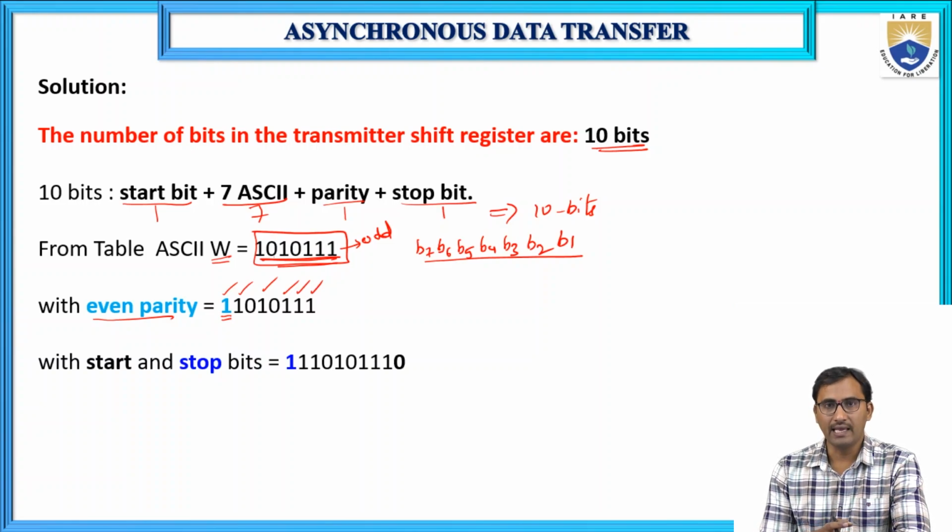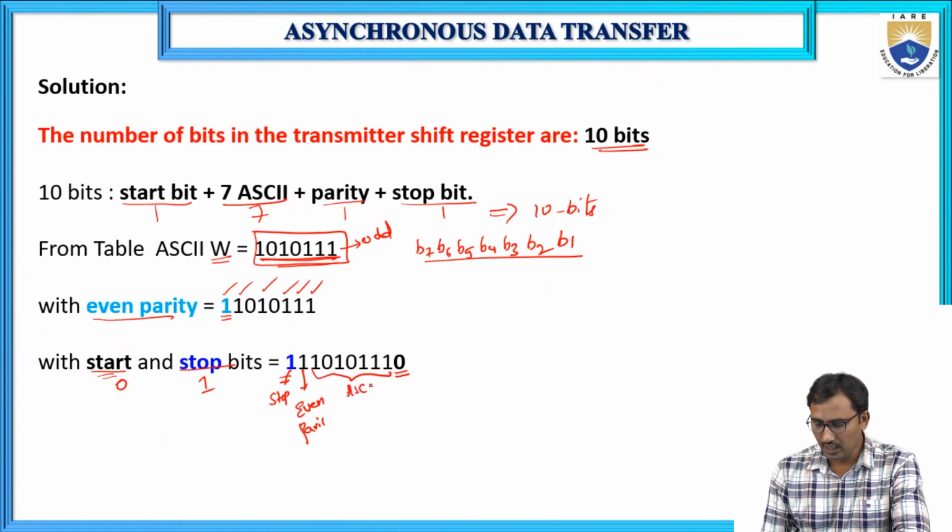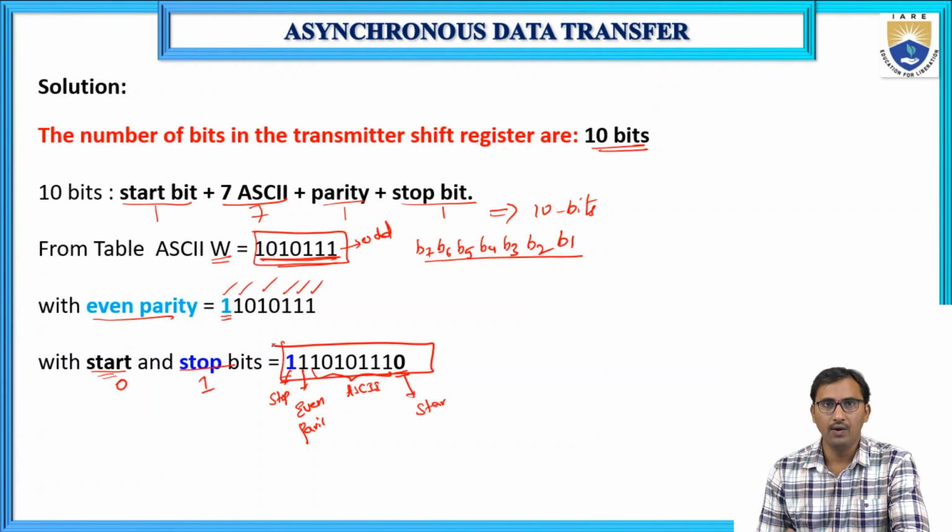And then we add one start bit and one stop bit. The start bit is always 0 and the stop bit is always 1. So if you append the start and stop bits, this is the start bit and this is the stop bit. So this is the stop bit, this is the even parity bit, this is the ASCII value, and this is the start bit. Finally, this entire data we transfer from the source unit to the destination unit.